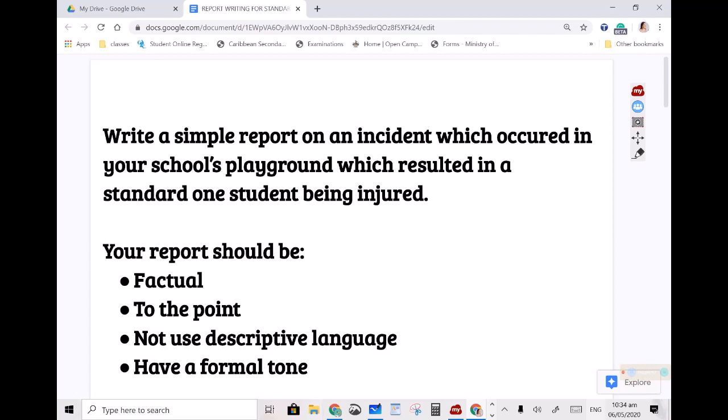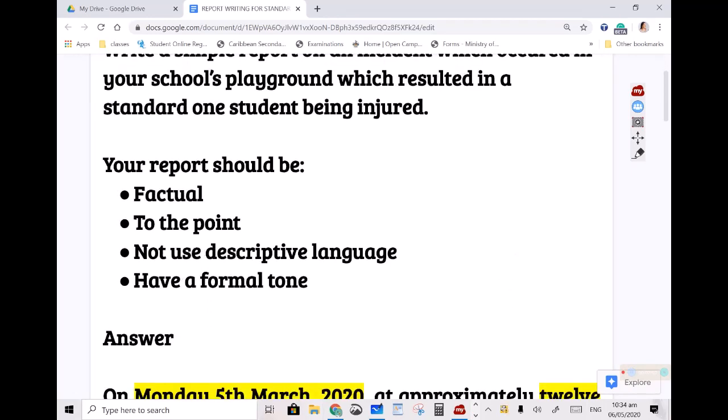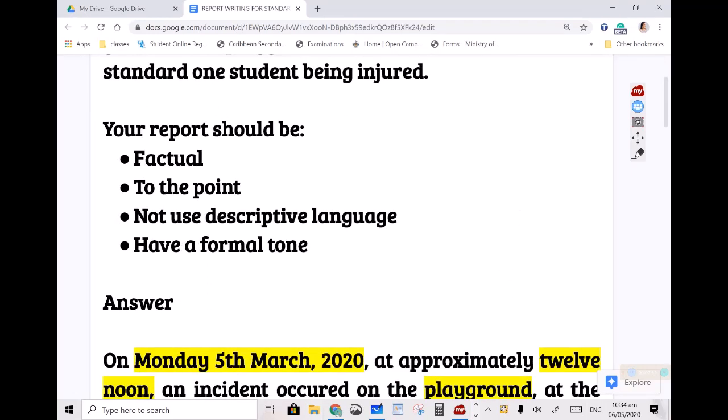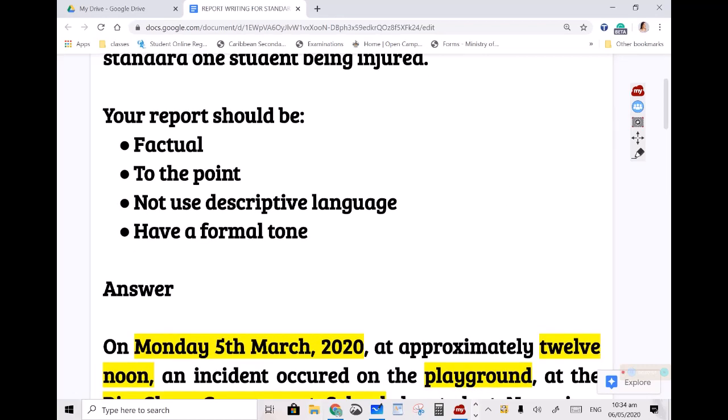And also to try to locate the report based on an incident that happened in the school in a familiar environment for students. Right, so this report would be based on an incident which occurred in your school's playground which resulted in a standard 1 student being injured. Your report should be factual, to the point, not use descriptive language, and have a formal tone.